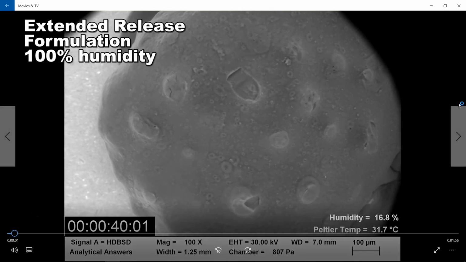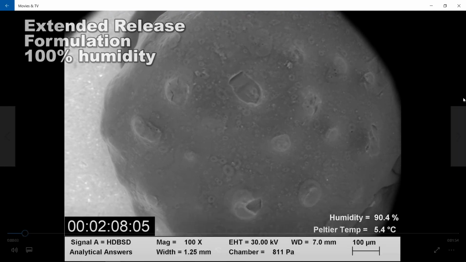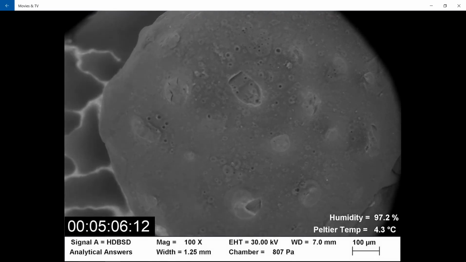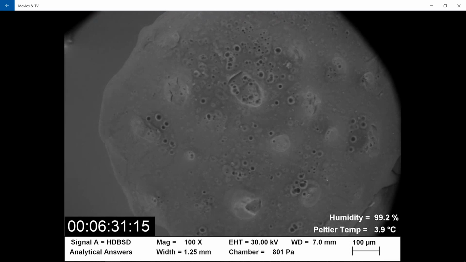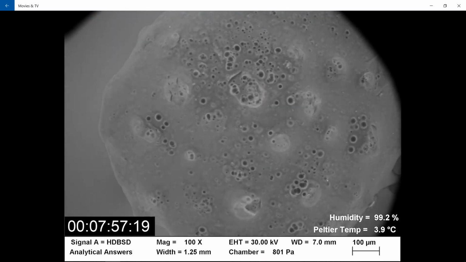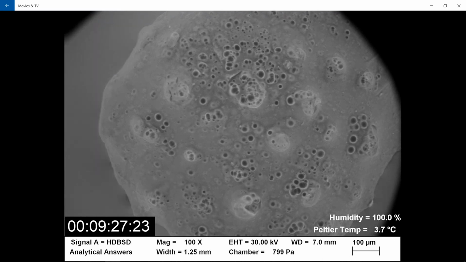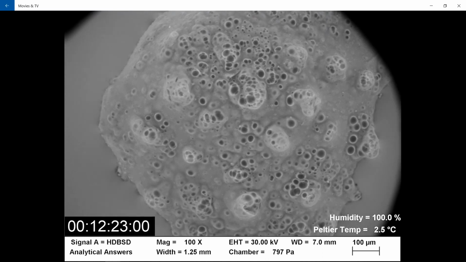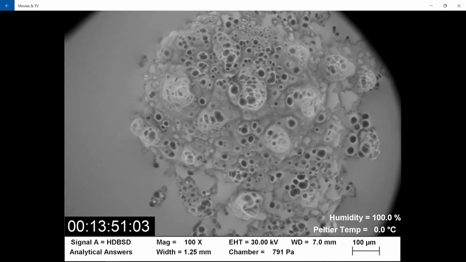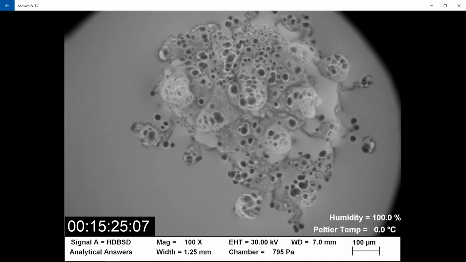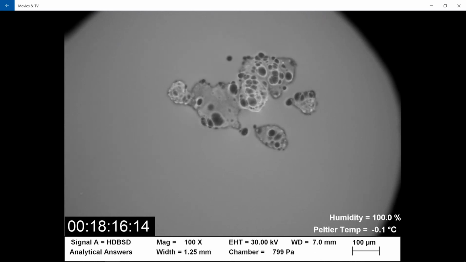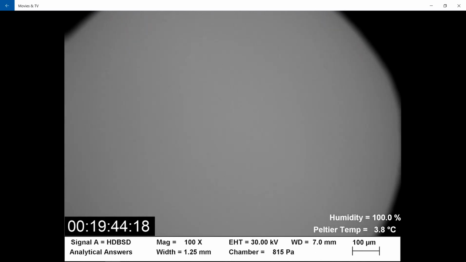So if we go to that video, we go to 100%, and we're looking at the extended release granules, and this video was sped up very rapidly because of the height of the particle. It took a lot of water on the stage to fully engulf this, and you can see it slowly creeping up the sides to fully cover this particle. And so it's definitely very wet in there at this point. You see some gassing, but you can see that this took almost 20 minutes of exposure to get to that point.